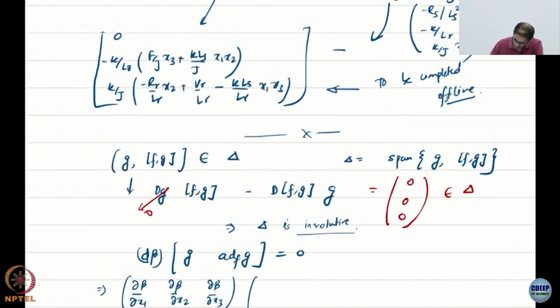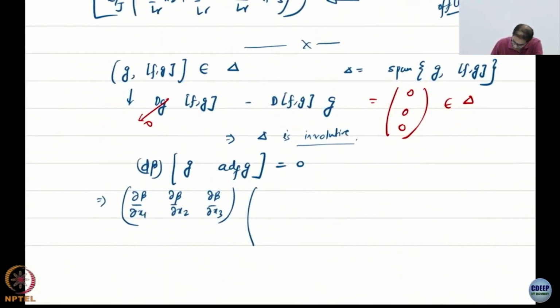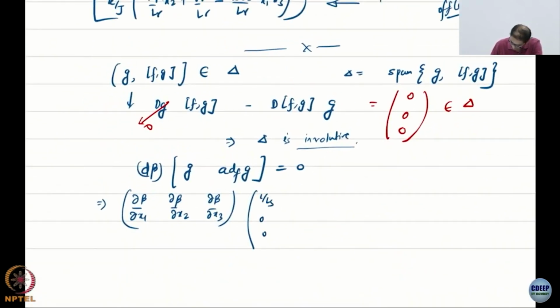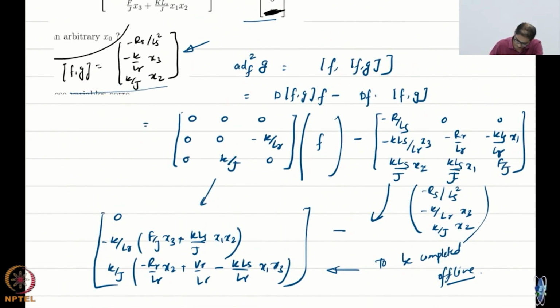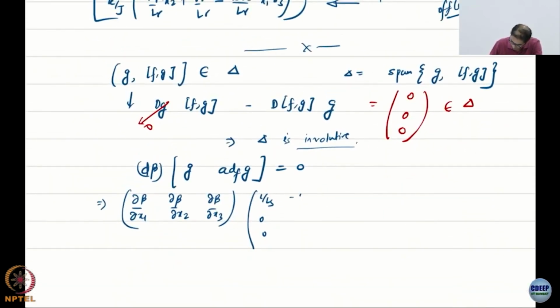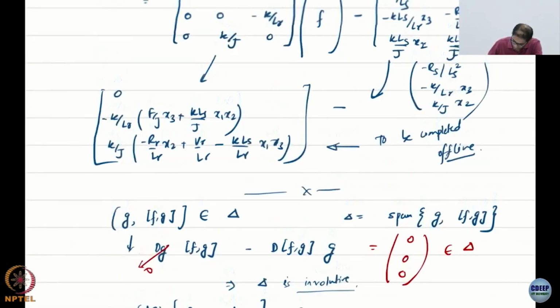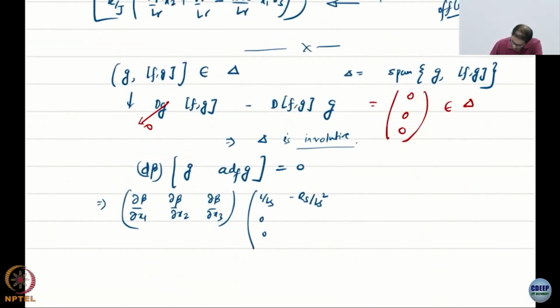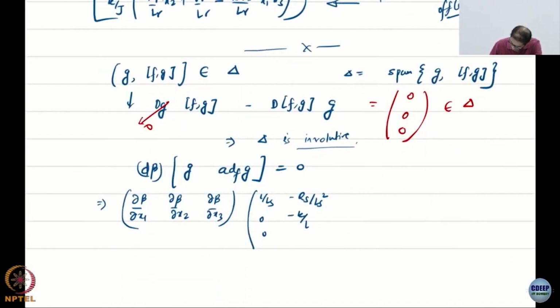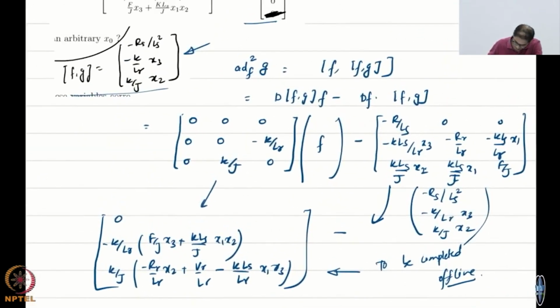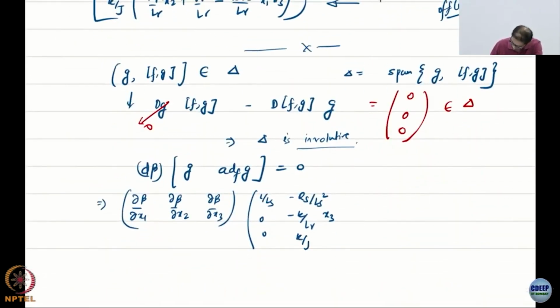What is G? It is I believe some 1 over Ls. And what is ad_f G? It is this: minus K LR x3 and K J x2. So this is 0. So how do you find beta? Just write out the partial differential equations.